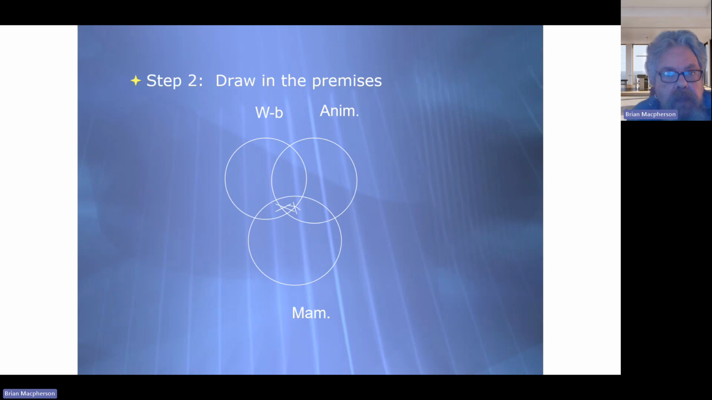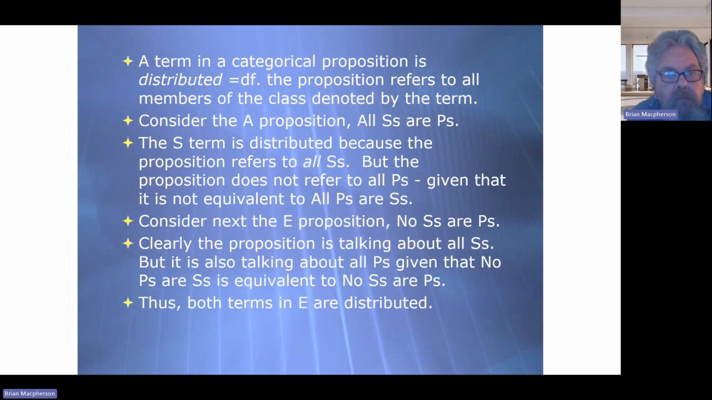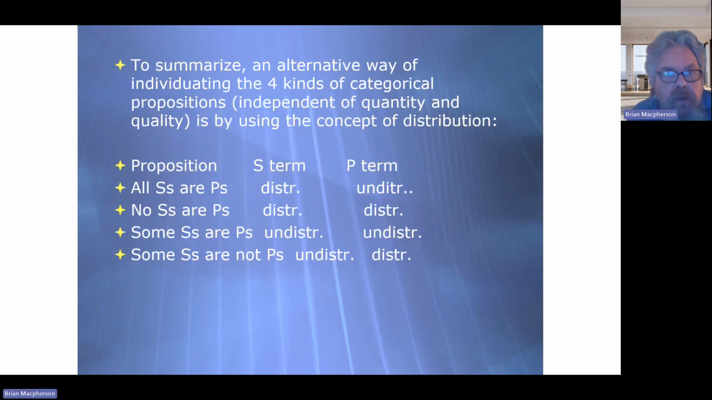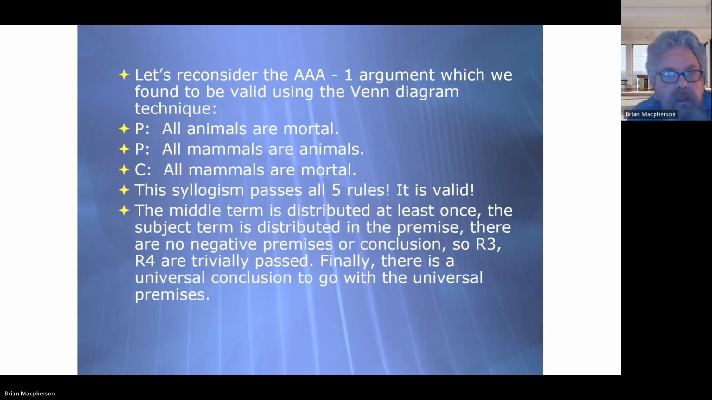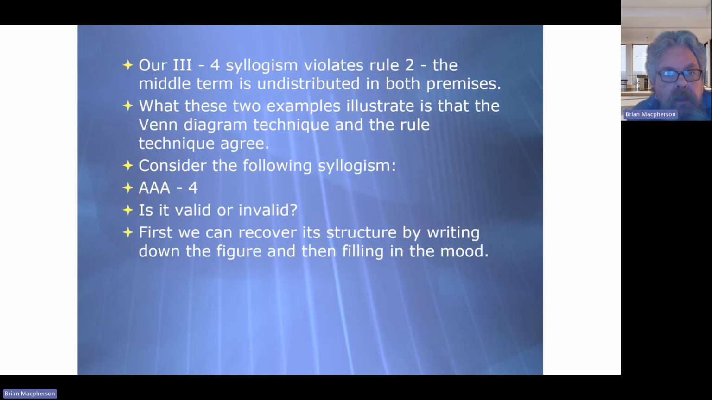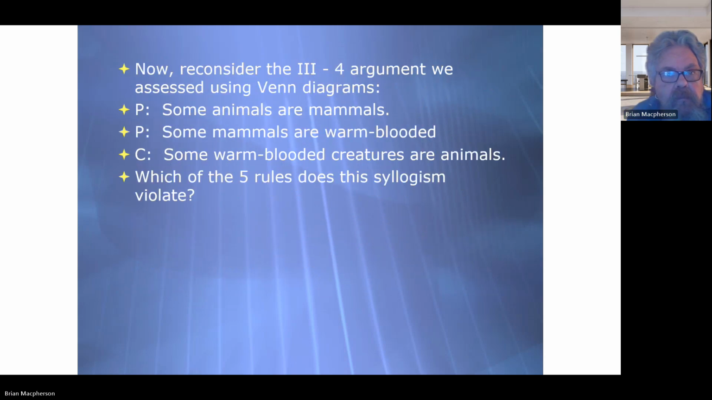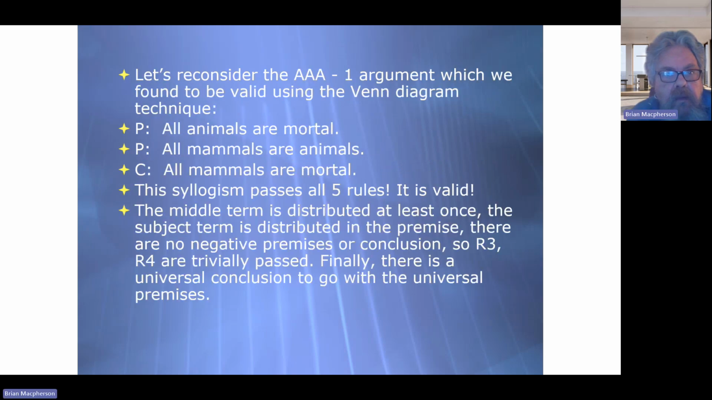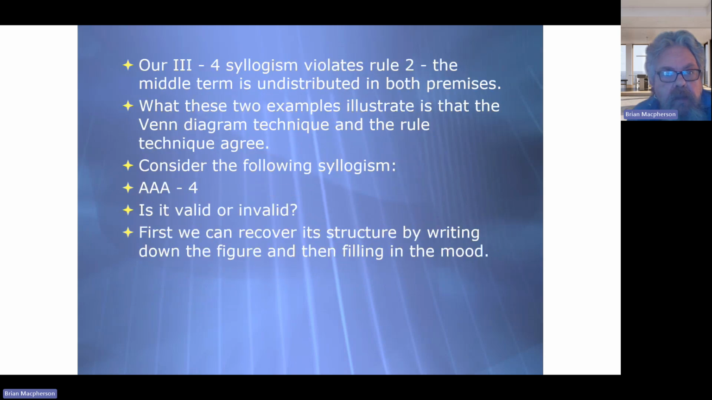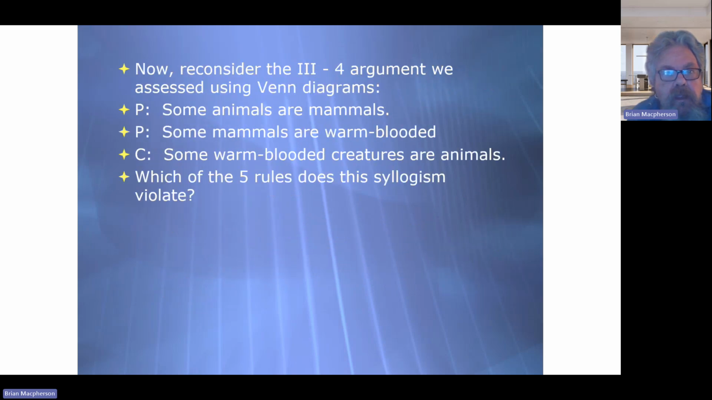So let me go back now to the slide we just left off from. Sorry about that. Okay, so there it is. All right, AAA-1 is valid, both according to the Venn diagram technique and according to the rule technique. Now let's look at III-4.